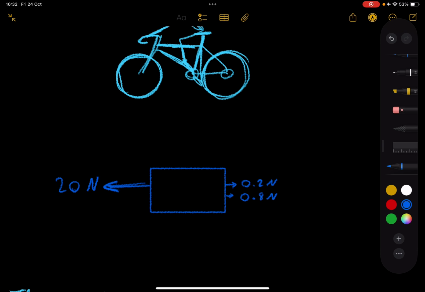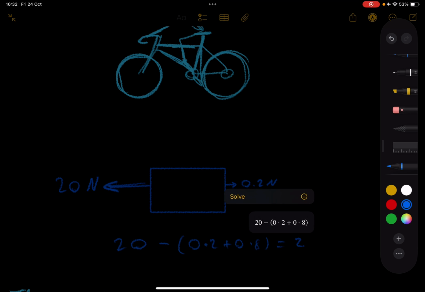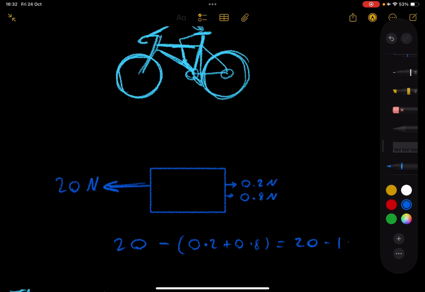So that means the total force is 20 minus the sum of these two, 0.2 plus 0.8. Now, why am I adding these two together? Well, they're both working in the same direction. And why am I subtracting these from this one? Because they're working in opposite directions. So hopefully most of you already know the solution. We're really just saying 20 minus 1, which is equal to 19 newtons.